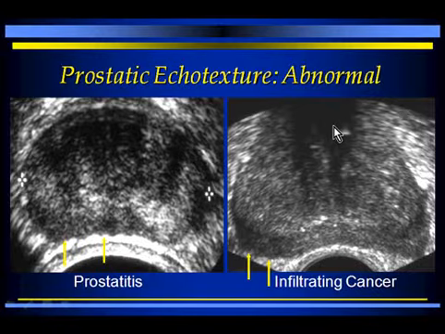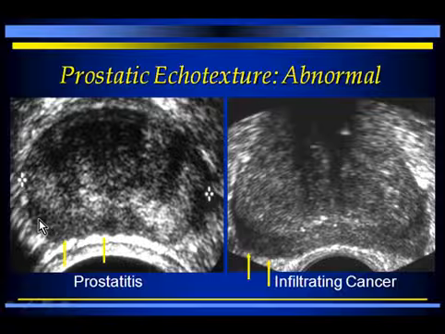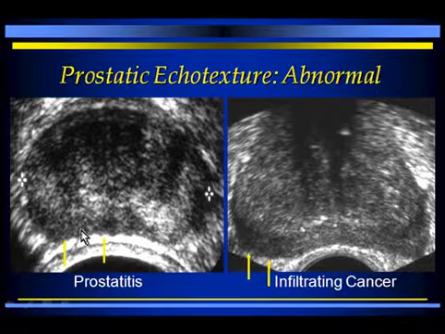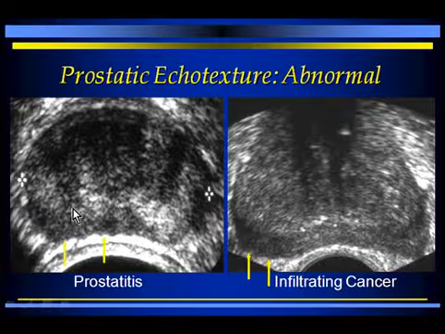So here we have some examples of some abnormal outer glands. Here is a very hypoechoic appearance of the outer gland, with a very irregular margin to the prostate. In general, if I were to teach you how to look at prostate ultrasound, I would tell you this is almost diagnostic of prostate cancer. Of course, this happens to be prostatitis in this case, but just to show you how these things can mimic each other. The hypoechoic appearance with the irregular contour is almost always associated with prostate cancer.